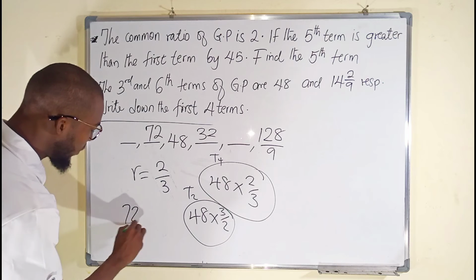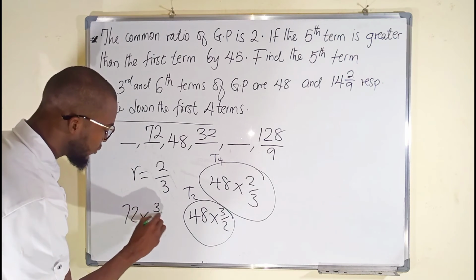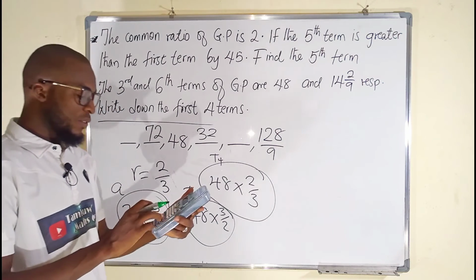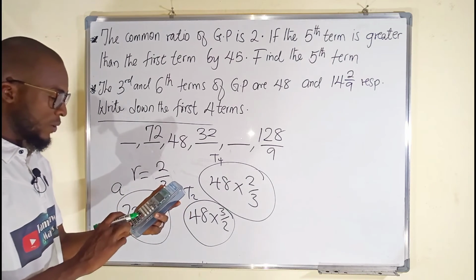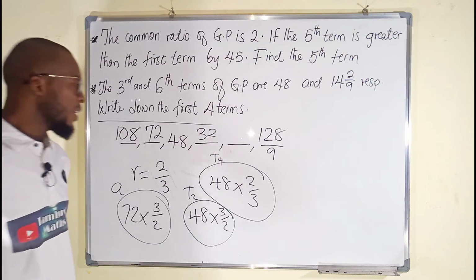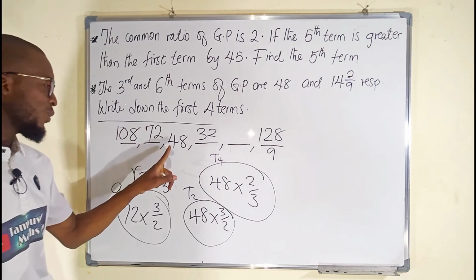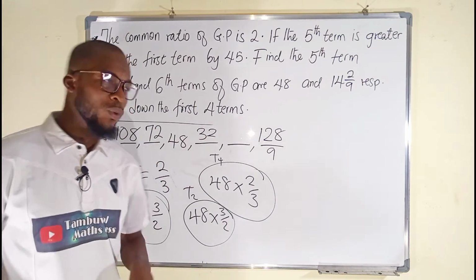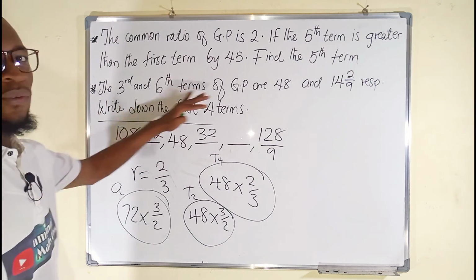Do the same thing. Take 72, multiply by the reciprocal of our common ratio, which is going to be 3 over 2. We have 72 times 3 divided by 2. We have 108. Therefore, the first term is 108. Second term is 72. Third term is 48. Fourth term is 32. And these 4 consecutive terms are what we are looking for.